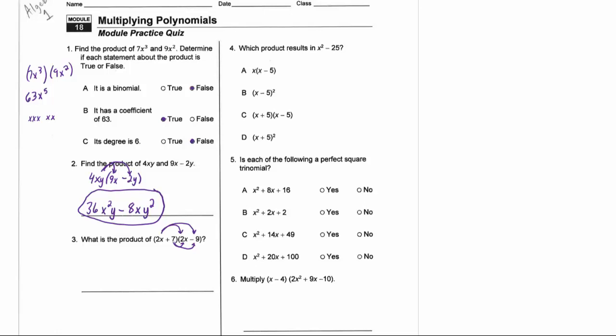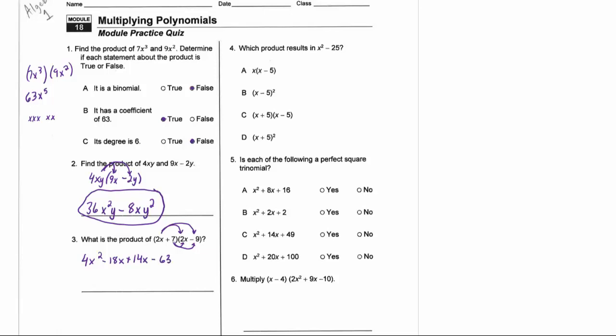So in either case, I'm going to do 2x times 2x, so first times first if you're thinking of FOIL, which is 4x squared. And then I'm going to do the 2x times the negative 9, because I'm distributing it to the second thing, or I'm doing the outer terms if I'm thinking about FOIL. So that's negative 18x. And then I'm going to do the inside term, 7 times 2x, which is 14x. And then I'm going to do the last term, 7 times negative 9, which is negative 63.